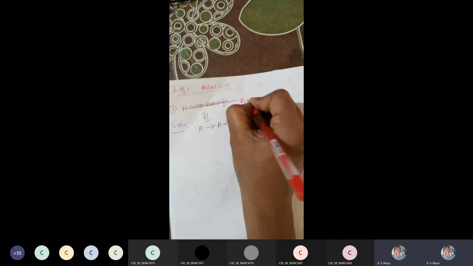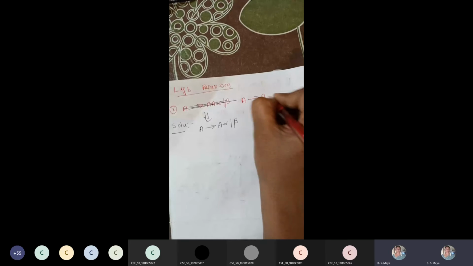See, I will not go with this problem. I will go with another problem. Wait, you will be confused. A derives A or B. Take this problem, very simple. A derives A or B. Okay, just note that problem. You will get so confused in that.